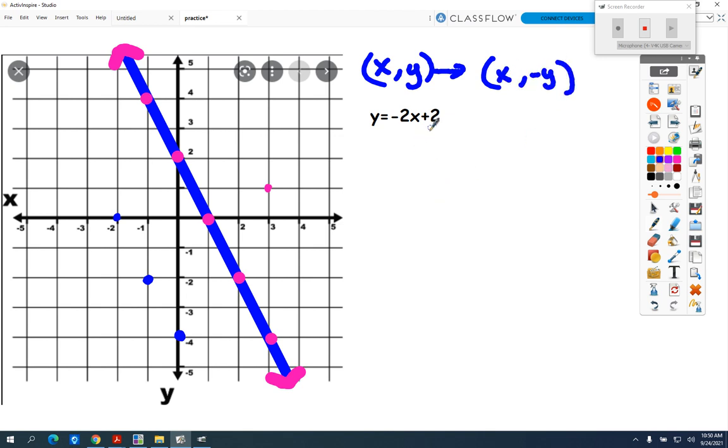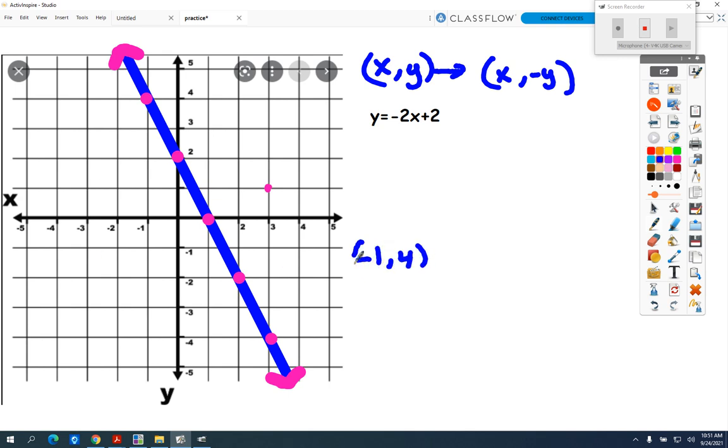So you can take each one of these points, and if you go to YouTube, more than likely you're going to find videos where people are just taking the points and reflecting the point. And by reflecting the point, meaning, so this is the point, well, let's use this one right here. This is the point (-1, 4).